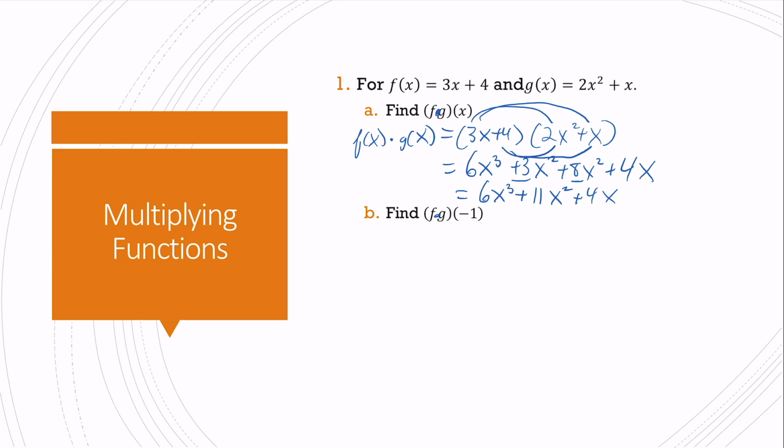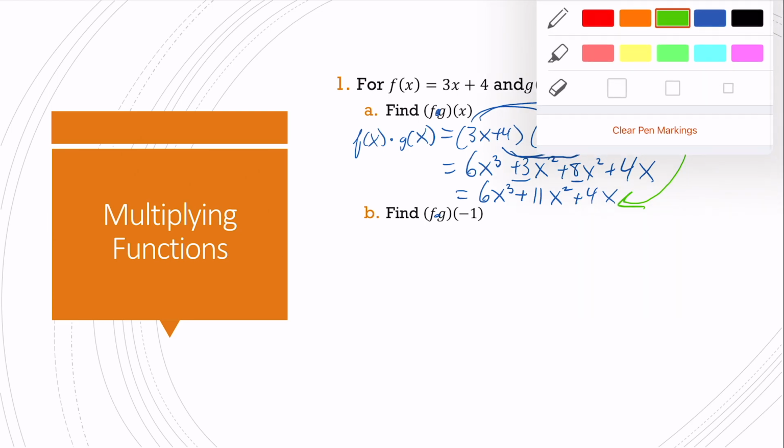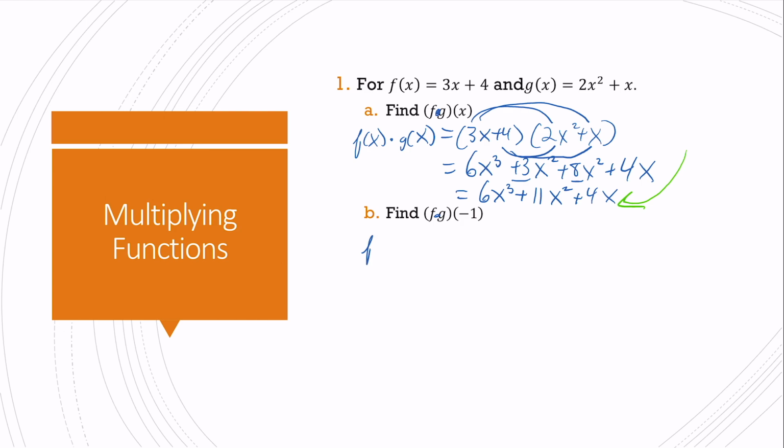This means I'm substituting negative 1 in for x. I could, if I wanted to, substitute it into this equation. I could also solve it another way. I could find f of negative 1 times g of negative 1. Well, f of negative 1 would be 3 times negative 1 plus 4 multiplied by 2 times negative 1 squared plus a negative 1.